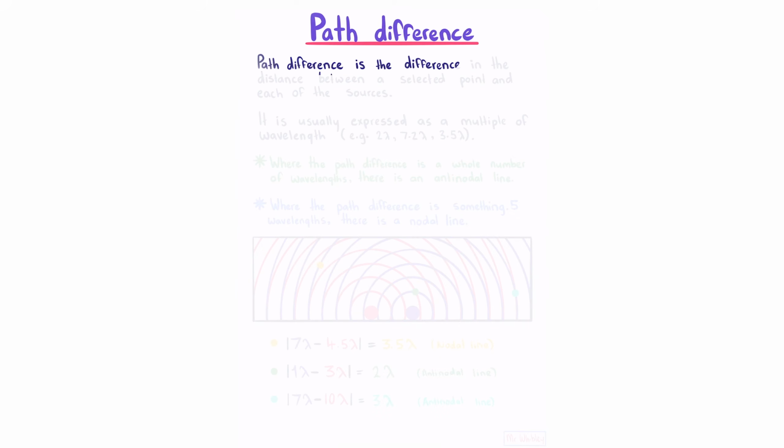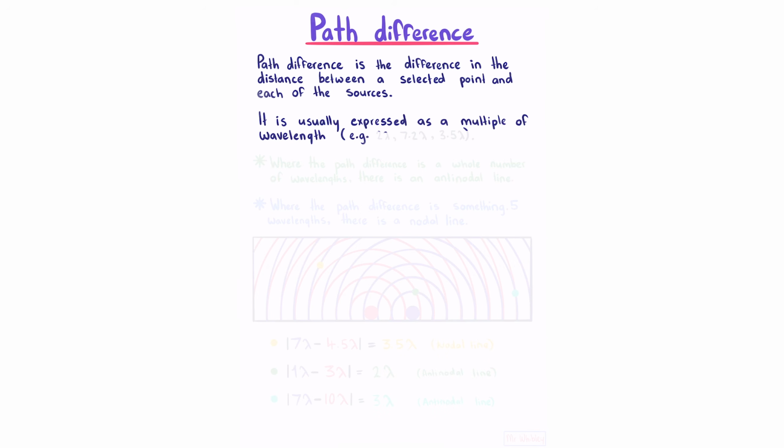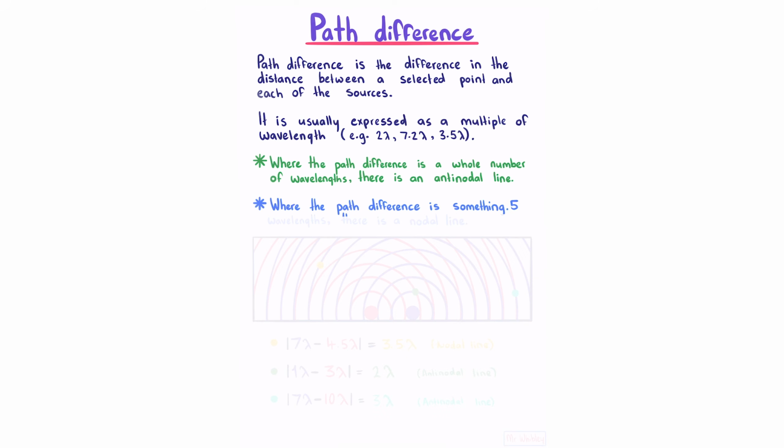Path difference. Path difference is the difference in the distance between a selected point and each of the sources. It is usually expressed as a multiple of the wavelength. For example, 2 lambda, 7.2 lambda, or 3.5 lambda. Where the path difference is a whole number of wavelengths, there is an antinodal line. Where the path difference is something.5 wavelengths, there is a nodal line.